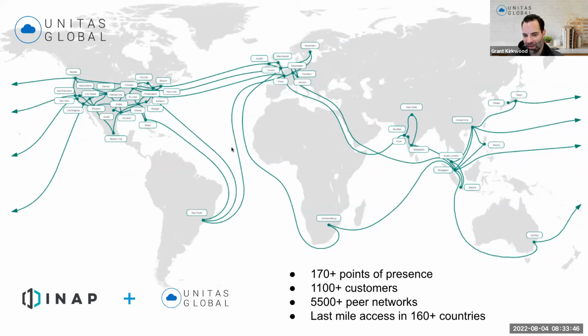And one of the things that we're exploring is how we can combine the data that we get from Kentik and use that to enrich what that Miro platform does. And so the combination of the two, there's 170 points of presence and 1,100 customers.